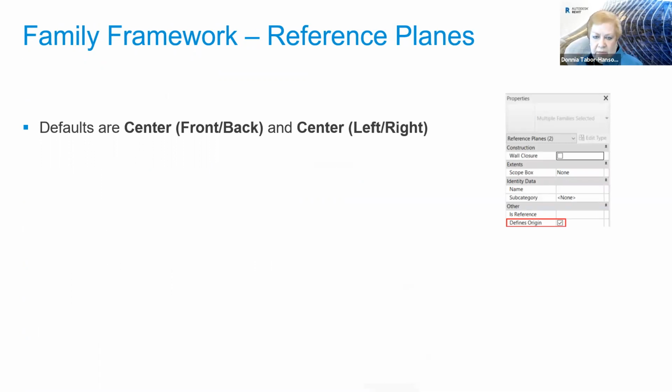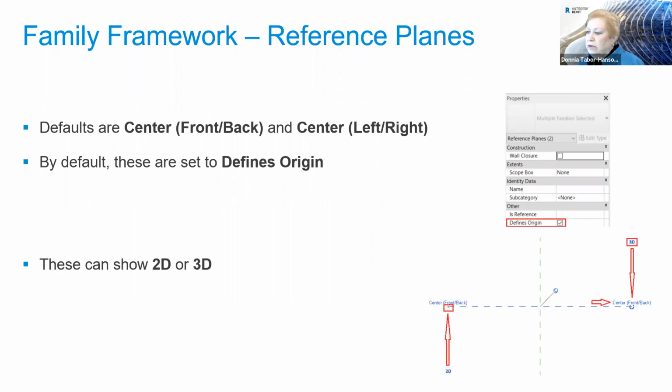When you start with a family, most any family for components or for annotations, you're going to have two reference planes. They're the center front back and the center left right. And these two are also set by default to define your origin. Now, when you look at these reference planes, they can show that they're 2D or 3D. A 2D reference plane will have a dot on it, and it will say 2D on it. The red stuff is what I've added to this.